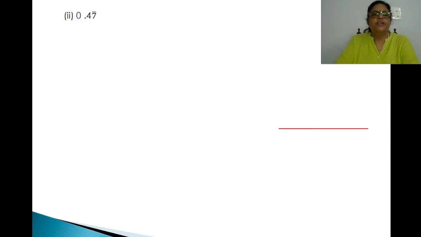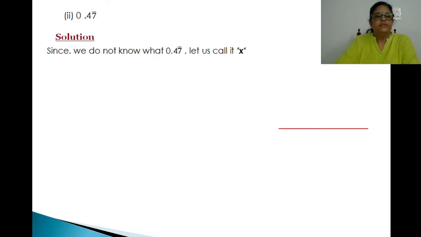Now 0.47 bar. Since we do not know what 0.47 bar is, let us call it x. So x is equal to 0.47 bar. 47 bar means 0.4777 etc. Here how many digits are repeating?